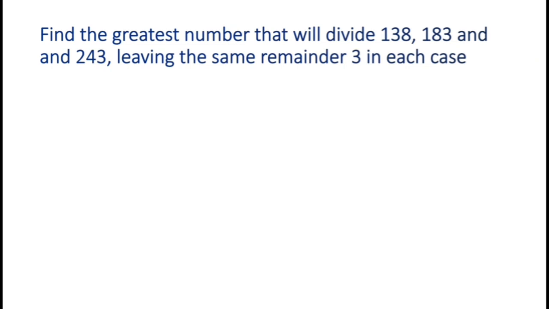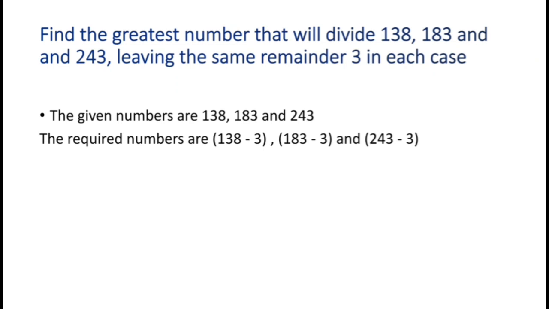The given numbers are 138, 183 and 243. Now to get the required numbers, what we should do? 138 minus 3, 183 minus 3 and 243 minus 3. We need to do the subtraction. Then 138 minus 3 we get 135. 183 minus 3 we get 180. 243 minus 3 we get 240. Now these are the required numbers for which we need to find the HCF.